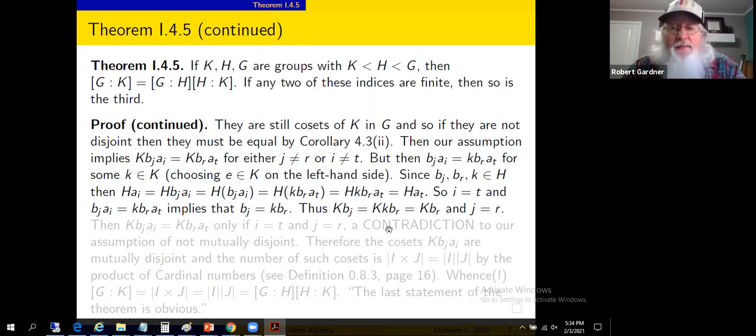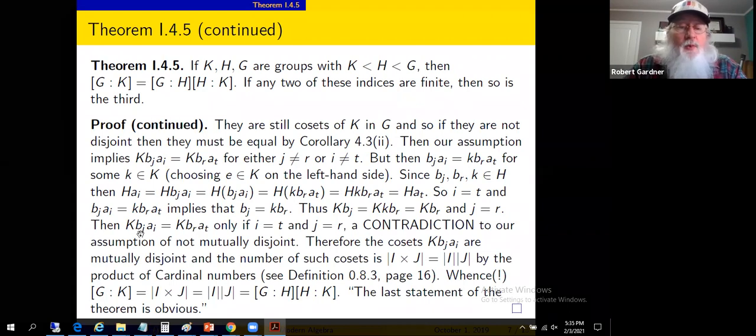In general, that doesn't mean the b sub j and the b sub r are equal, but it does here because we chose the subscripted b's as a set of representatives of the right cosets of K in H. Same reason we drew the conclusion about i equals t. So we got i equals t and j equals r.